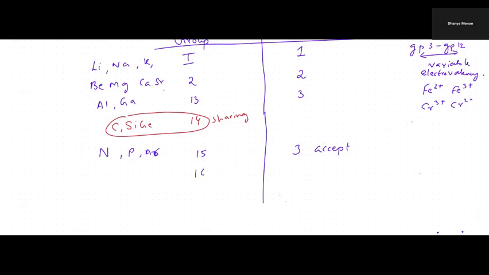Then I have group 16, the oxygen group. I have oxygen, sulfur, selenium, tellurium. They accept 4 electrons because they are 4 electrons short. So they accept 4 electrons.